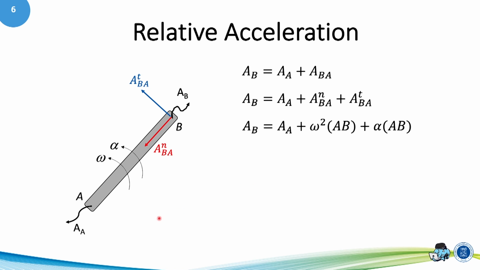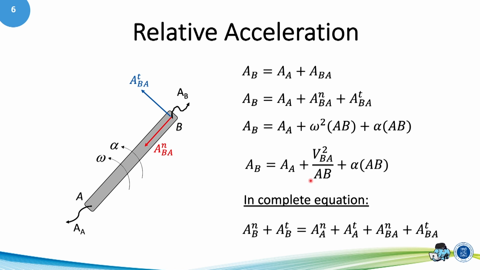We can write the equation in another form. ABA normal can also be derived as VBA squared divided by the distance AB. So in the complete equation, we can write the acceleration equation like this. You know that AB also has the normal and tangential component, and AA also has the normal and tangential component. So in the complete equation, we can write it as AB normal plus AB tangential equals AA normal plus AA tangential plus ABA normal plus ABA tangential.